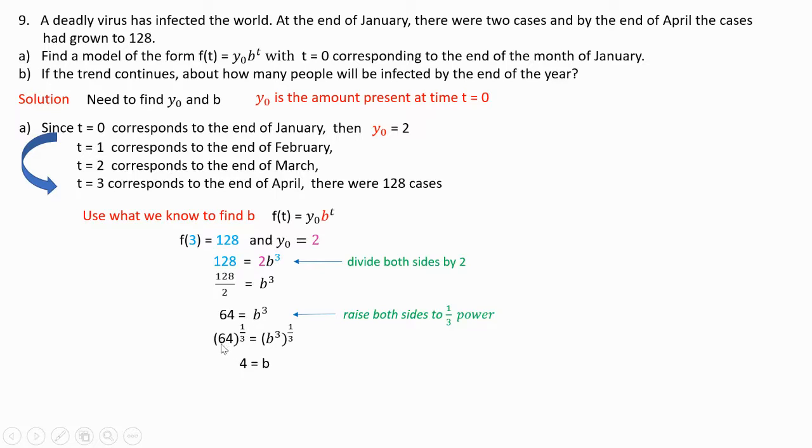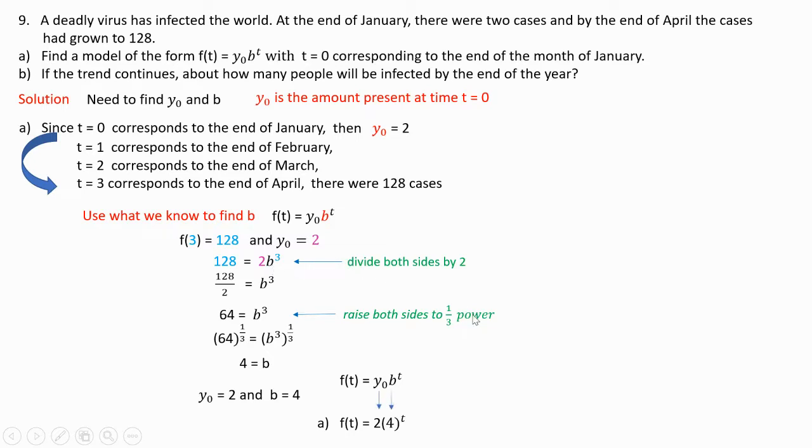Guys, if you want, you can plug this in the calculator if you don't know how to do it by hand. You put 64 to the power of parentheses 1 divided by 3, and it's going to give you 4. So I got my b, and I got my y naught, my original value. So let's plug them into the formula. So this is the formula for part A. F of t equals 2, parentheses 4 to the t power.